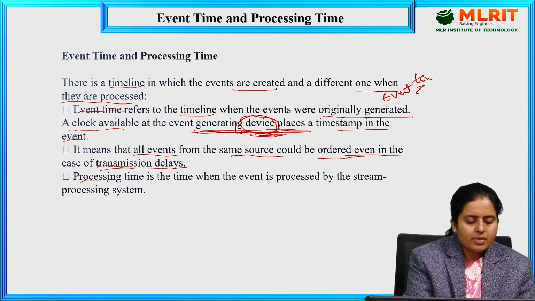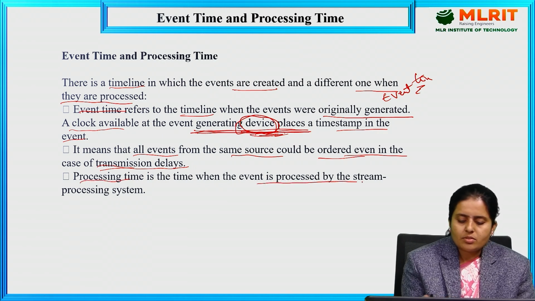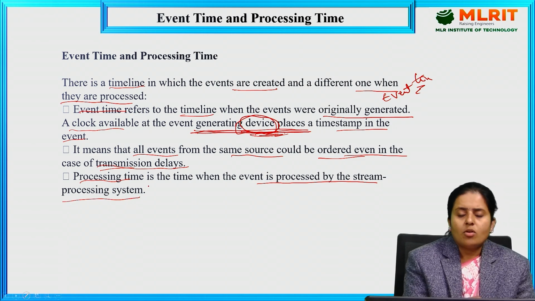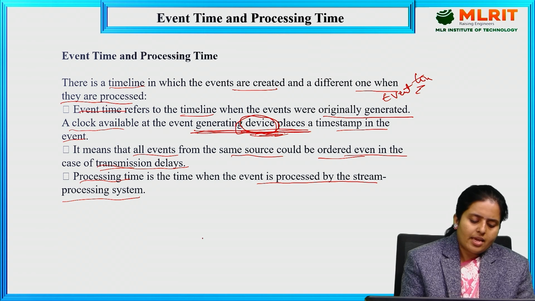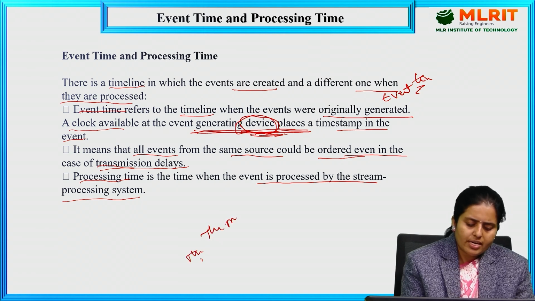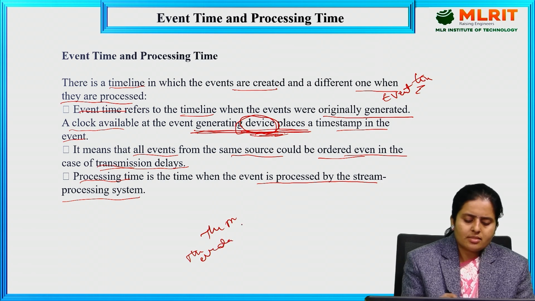Processing time is the time when the event is processed by the stream processing system or stream processing engine. The time at which the generated event, or event-timed data, is processed is what we call processing time.